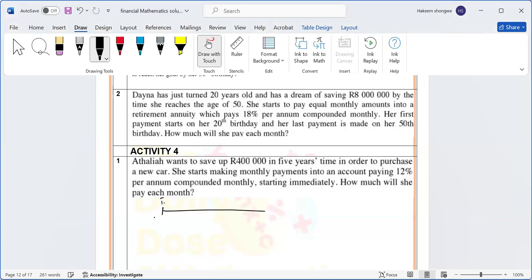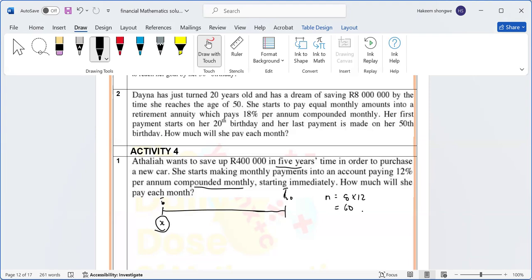We have T0. Now she's going to pay X, and this goes on for 5 years, up until you get to T60. How did I get T60? I said N is going to be, compounded monthly, 5 times 12, which is going to be 60. But we also made a payment immediately.